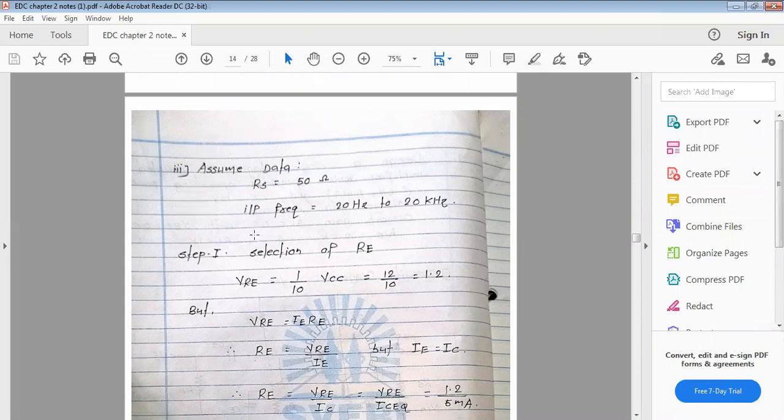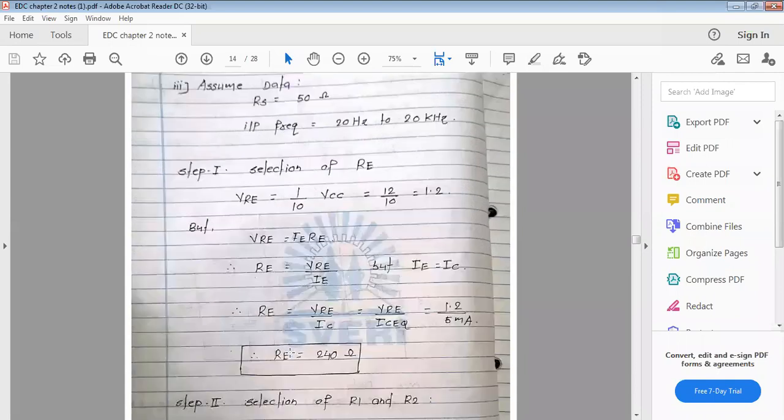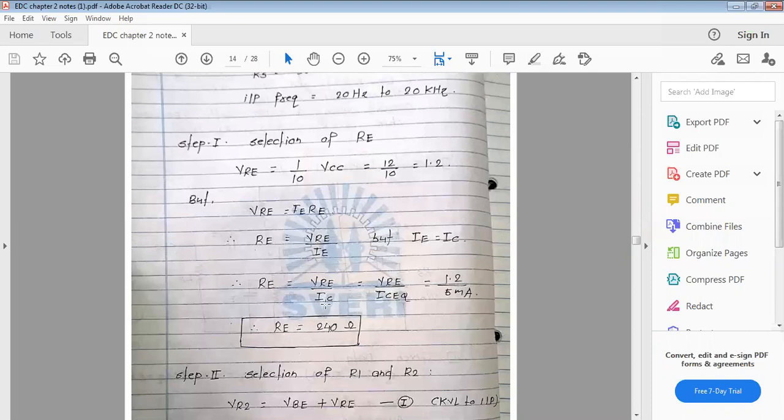But we are interested in resistance, RE. Resistance is voltage upon current, so we have to find out the current. VRE is nothing but I into RE, so RE is voltage upon current. Now we know the relation: I is approximately equal to IC, because IB is very negligible. So put that value of IC over here. IC itself is nothing but ICEQ. As they have mentioned the Q point, we know the value of ICEQ. From this equation, we already have the value of VRE. So put VRE as 1.2, ICEQ as 5 milliampere. Accordingly, we will get the value of RE, which is 240 ohm.